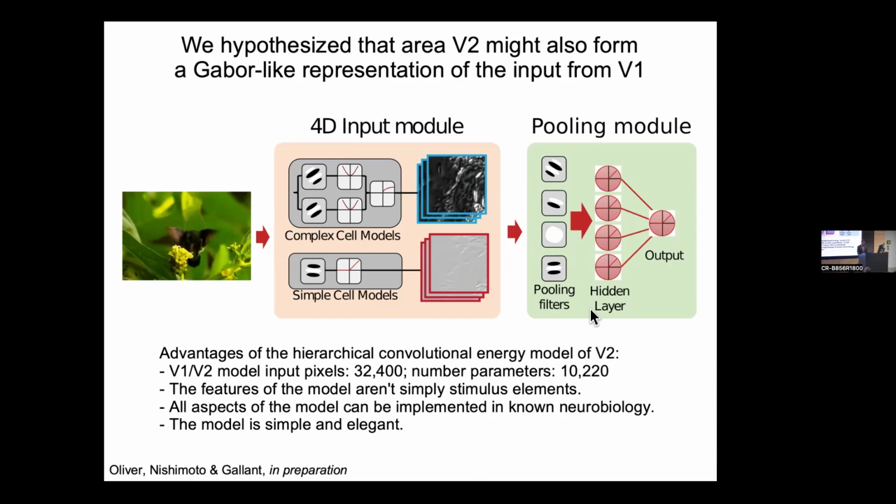So for this V1 to V2 transformation, we only need to fit 10,000 parameters. In my lab, that's a trivially easy problem. The features of the model are not elements of the stimulus that were learned by some neural network. They're biologically interesting computational subunits that we know exist in primary visual cortex. All aspects of this model can be implemented in known neurobiology. We know the neural circuits that are involved in pooling and half-wave rectification and representing the Gabor features. So this model is particularly simple and elegant.